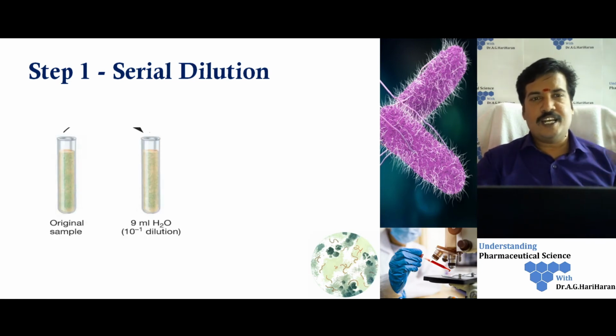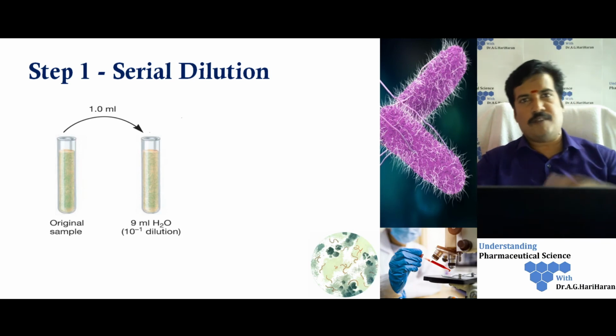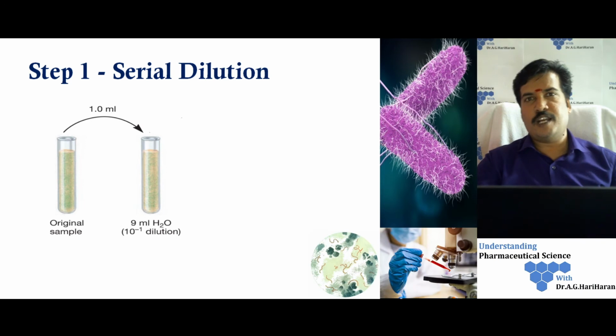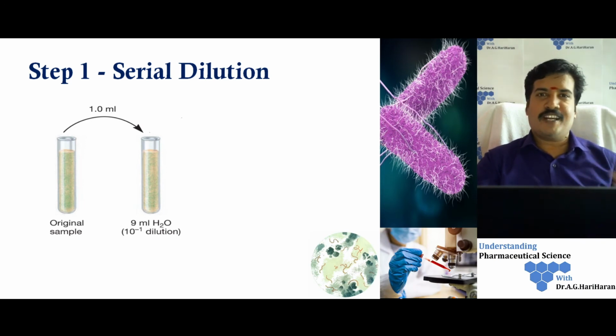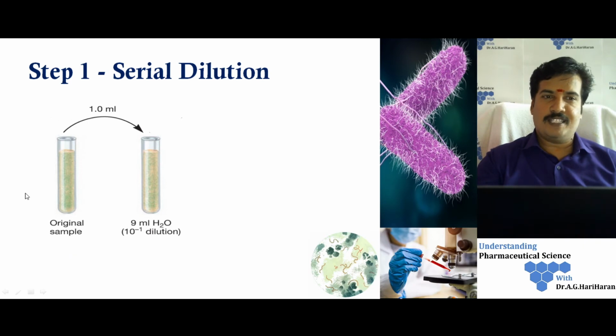The serial dilution is either done in terms of two-fold dilution or tenfold dilution, or however many folds you want to dilute it, we can do it. I have taken an example of a tenfold dilution. So we take an original sample. From this original sample, 1 ml is transferred to a sterile test tube carrying 9 ml of sterile distilled water. So it becomes a 1/10 dilution of the original sample.